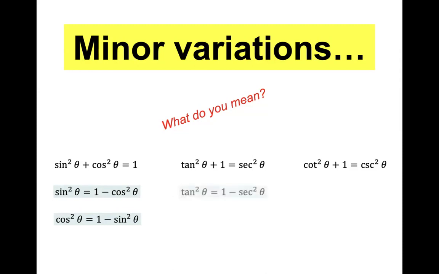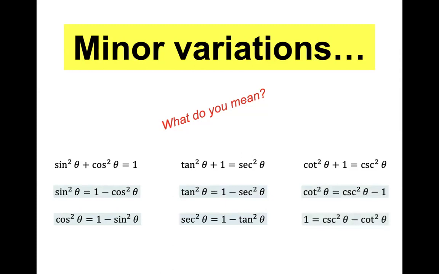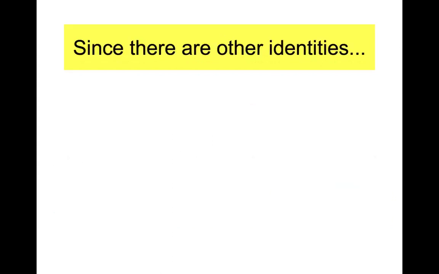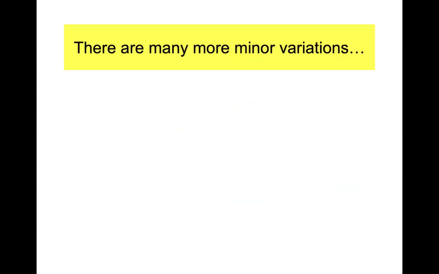And there were three more, so we got a total of lots of these. So every time we do a trig identity, if it's an algebraic equation, we can potentially have multiple minor variations pop up. So keep that in mind as we do these. And there are lots of other identities. I've shown you many of these.